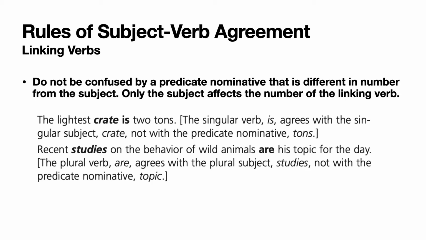In this example, we have this sentence, the lightest crate is 2 tons. Now you may be confused because we have a number after the linking verb and it's 2 tons. When we have a number more than one, we usually think that it's plural, right? But then again, our number one rule for subject-verb agreement is to always focus on the subject and the verb. And the subject of this sentence is crate. Since it is singular, we use the verb is. The singular verb is agrees with the singular subject crate, not with the predicate nominative tons.